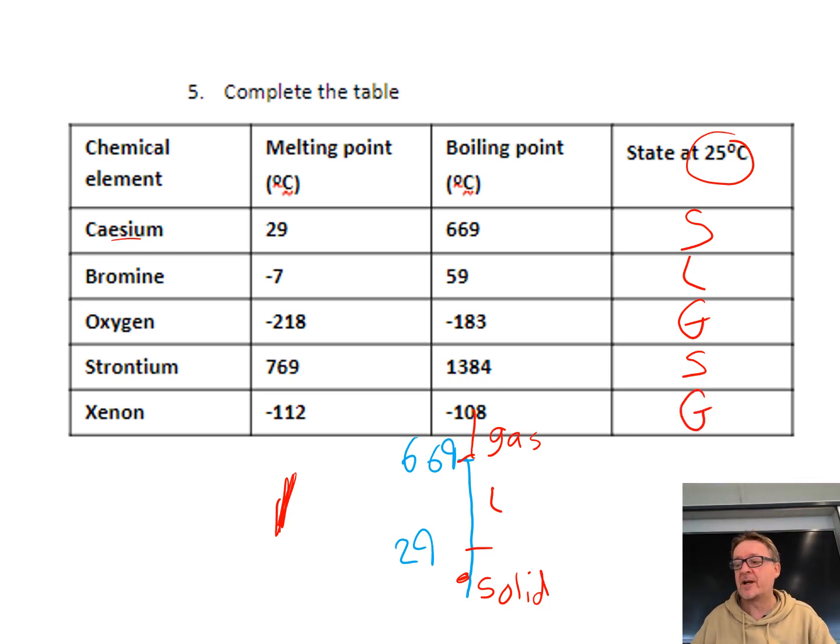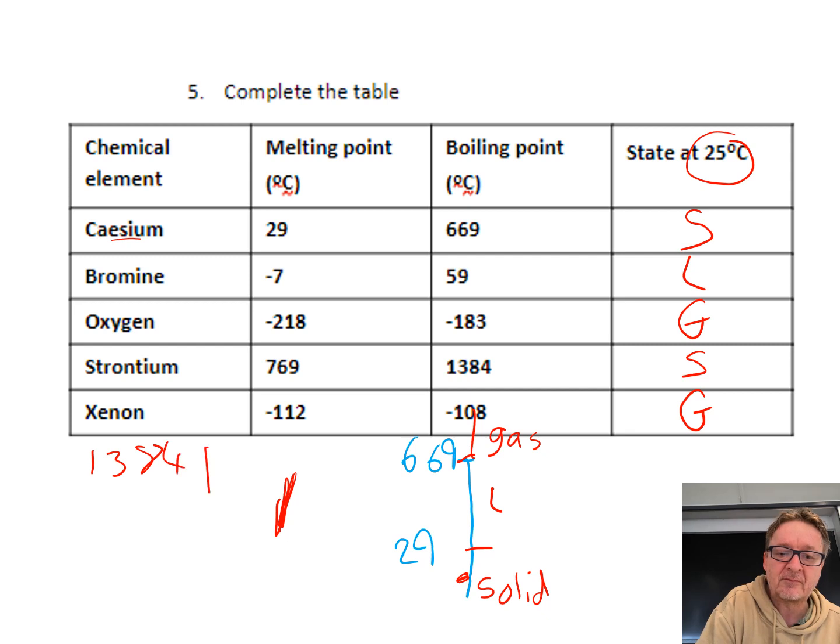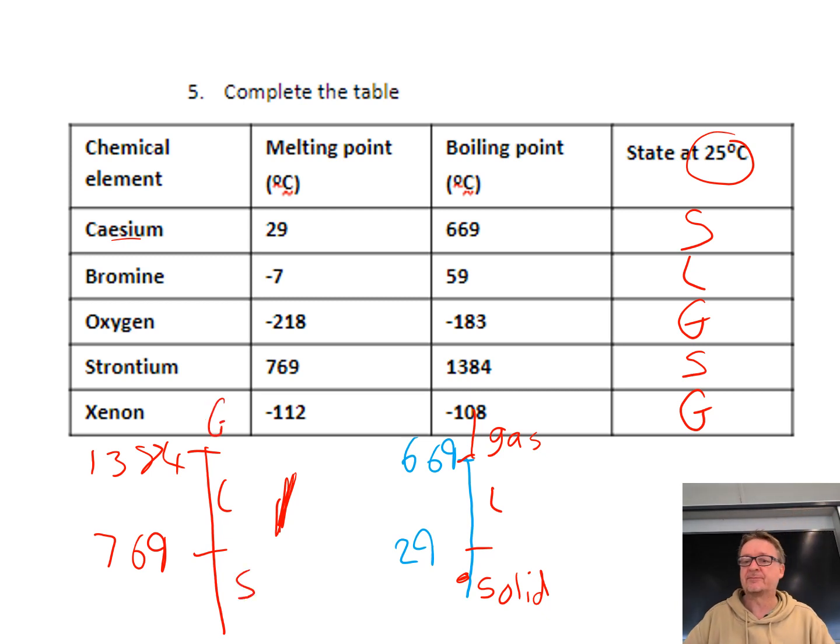Okay, but the easiest way of doing that is just to draw your number lines, where the number at the top, so for example strontium again could be 1384, draw yourself a number line, then it melts at 769, so in between those numbers is a liquid, above those numbers is a gas, and below those numbers is a solid.